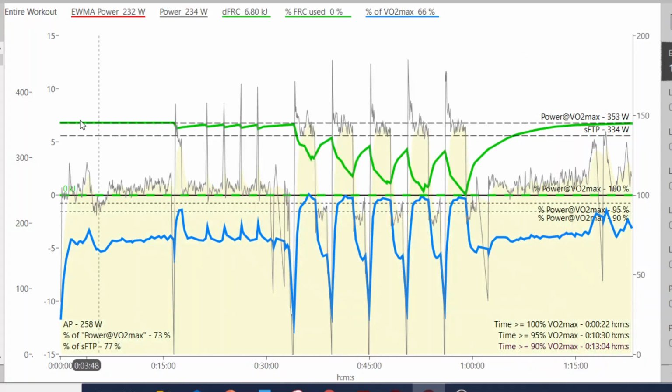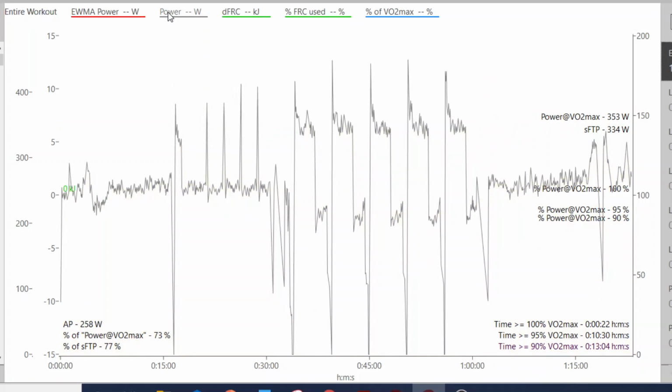On the other side, we use WKO's dynamic FRC model. So again, remember you have this reserve work capacity. Some people like to use the tank analogy where you start dipping into the tank and draining the tank as you exceed critical power or exceed FTP. So I'm going to come back here again. There's power.